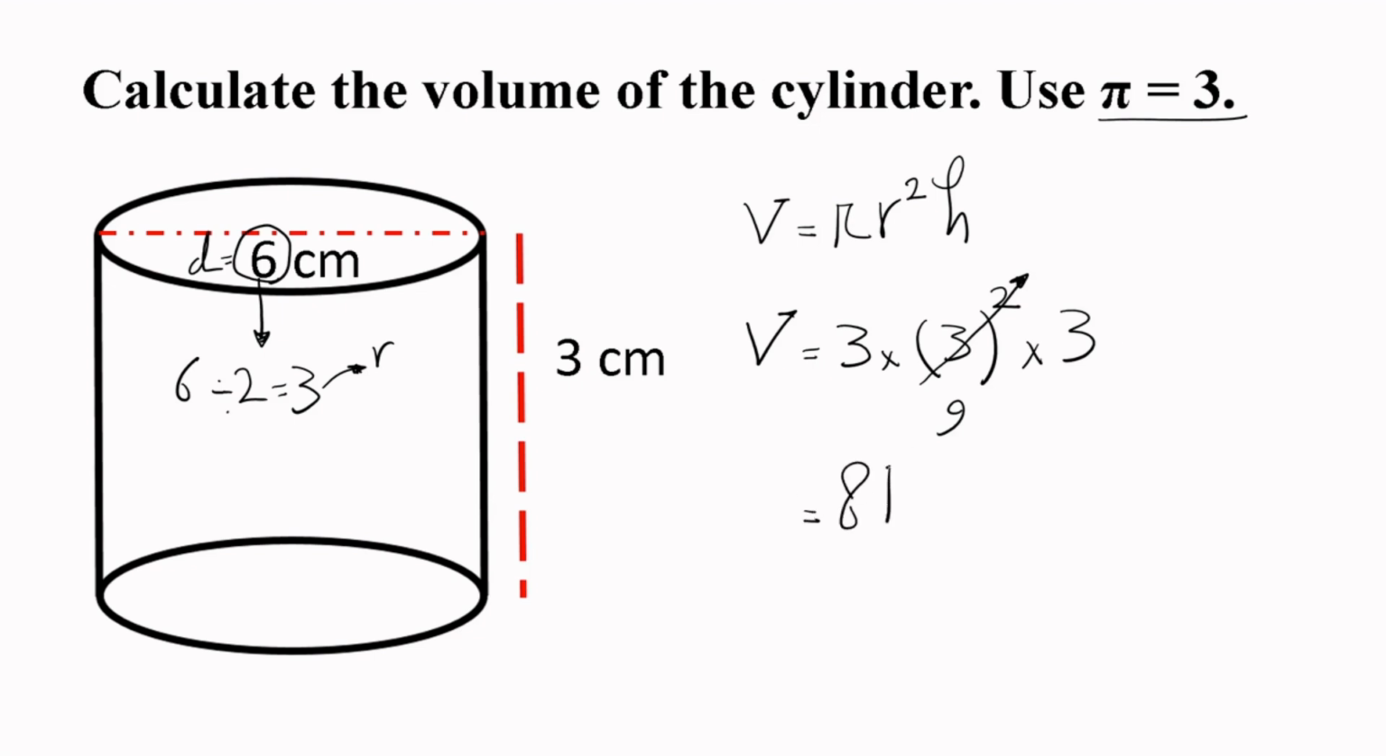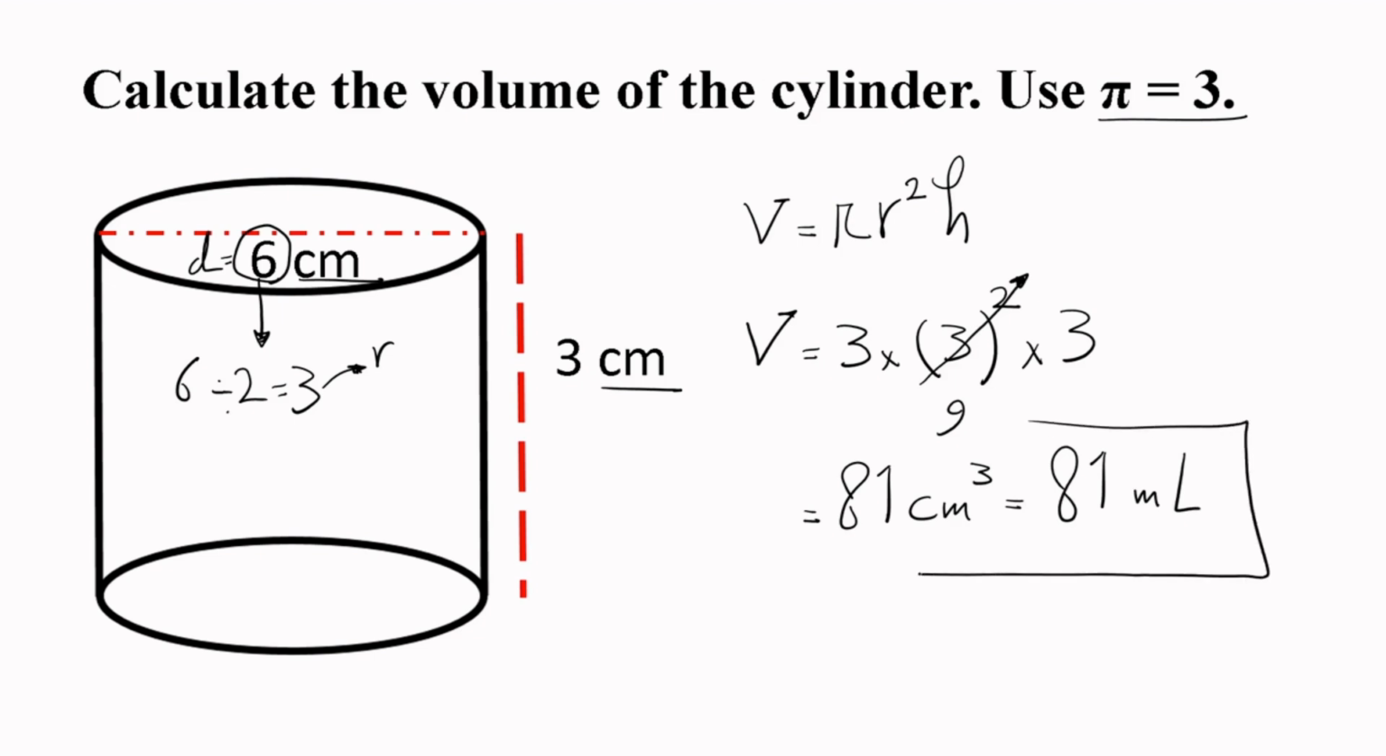What is the unit of this 81? As you can see, all of the units are centimeters, so this one is going to be cubic centimeter, and because cubic centimeter is equal to milliliter, I can write it 81 milliliters, and both of them are the same.